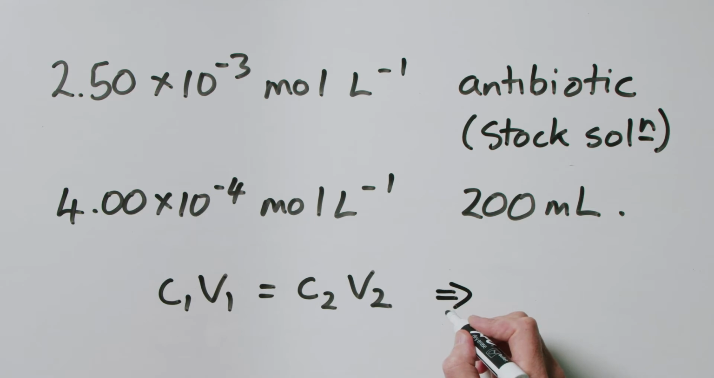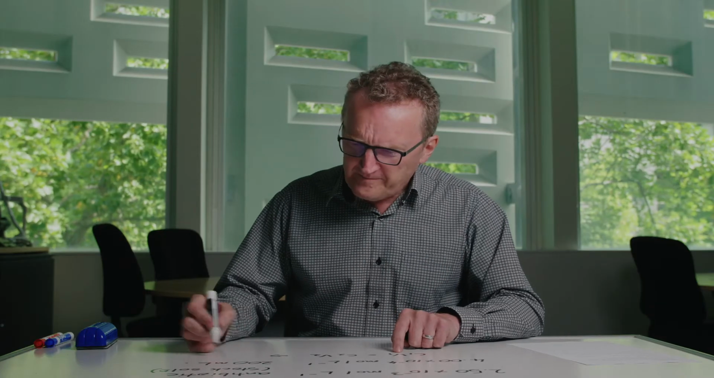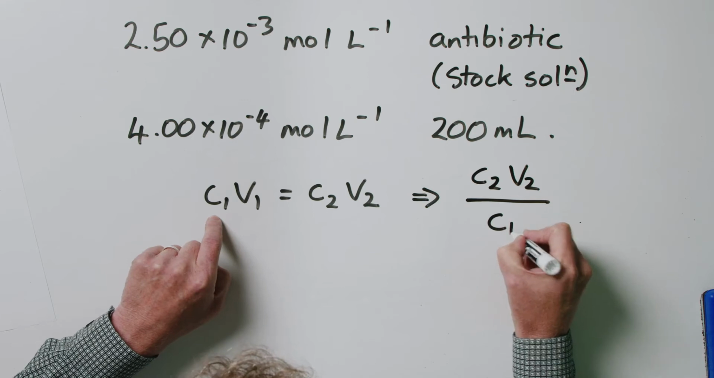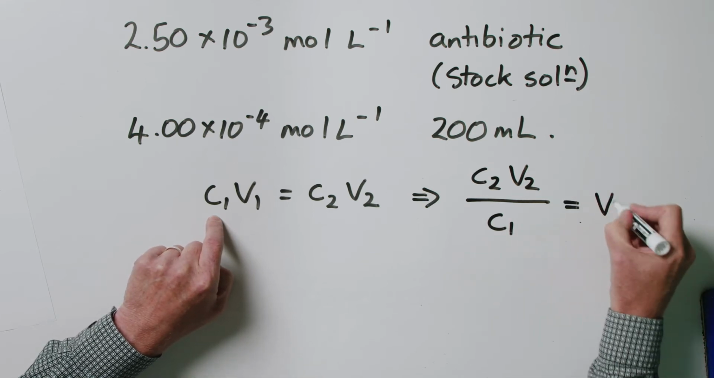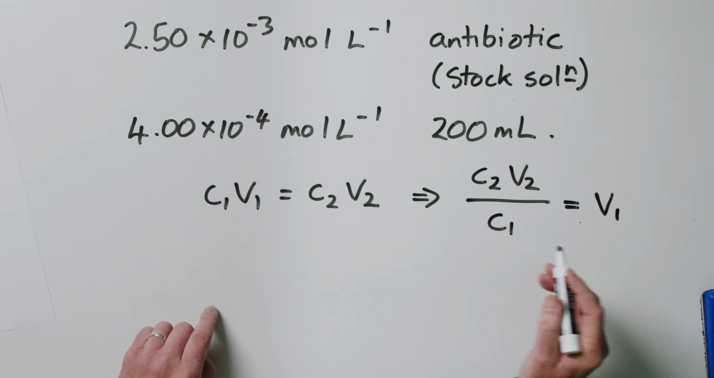The way that we do that is divide both sides by C1. That gets rid of C1 on this side, it puts it over to here. So therefore, C2 times V2 over C1 is equal to V1. That's going to give us our volume directly. And so let's do that.